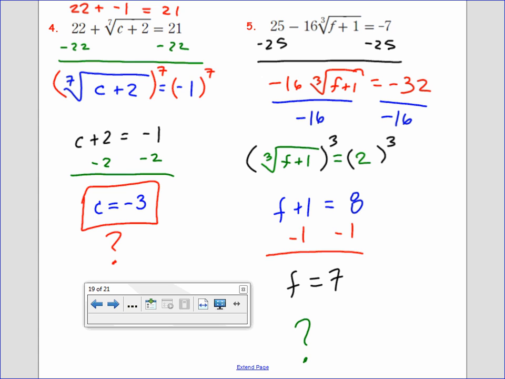We'll do the same thing for 7. Let's take 7 and plug it into my original everywhere I see an f in number 5 and work it out. Here we go. 7 plus 1 is 8. The cube root of 8 is 2. 2 times 16 is 32. Does 25 minus 32 equal -7? Yes, it does. And so we have generated a solution to the equation: f equals 7.